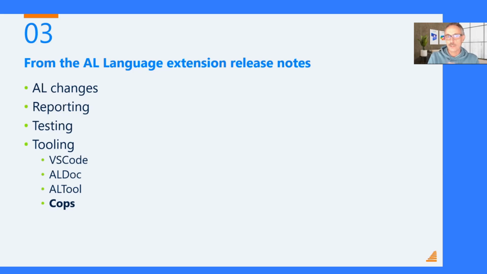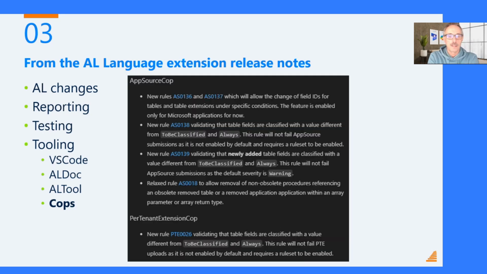Finally, because there are new fields and new properties that you can set, there have been additions to the app source cop and to the per tenant extension cop.